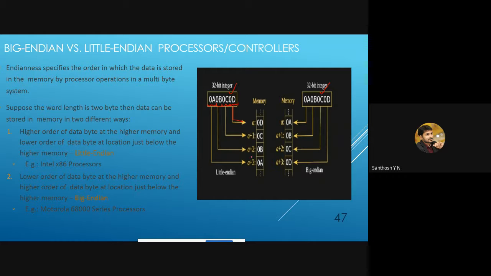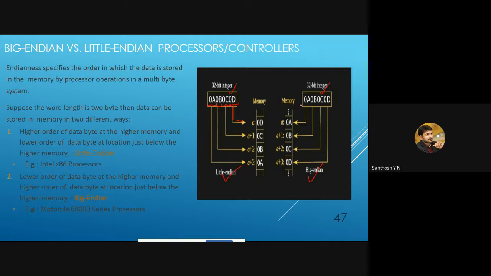So what I mean to say is, the lower order is stored in the memory location whose address is low, and the higher order data is stored in the memory location whose address is high. That is called little endian. Now what is big endian? Big endian is just vice versa. Whatever we have understood with respect to little endian, the same concept we need to apply here in a reverse manner.